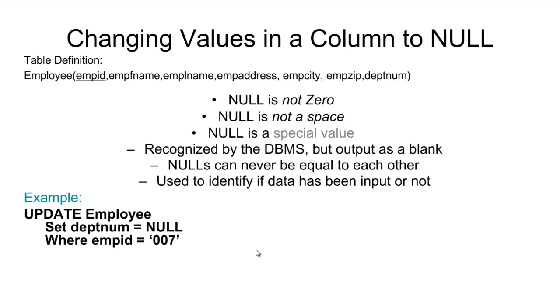Let's say that the employee has now moved to another department. We don't know what that department is going to be named, or maybe we just don't want to give it. We want a null because the person's not in the department at all. But you can see where we're getting more specific here.